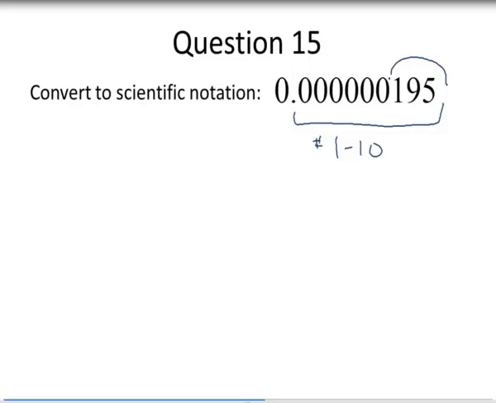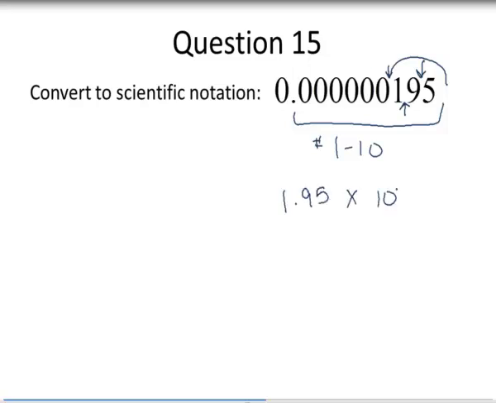Now, it won't work to put the decimal here because that will be smaller than 1, won't it? It only works to put the decimal here. It won't work to put the decimal here because that would be more than 10. There's only one correct place to put the decimal, and that's after the first non-zero digit. So these are going to become 1.95.